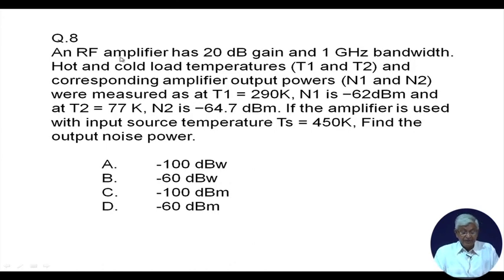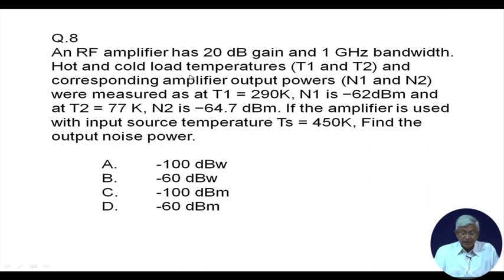An RF amplifier has 20 dB gain and 1 gigahertz bandwidth. Now, we have to find out the output noise power of the amplifier, assuming there is an input noise source temperature. Let me read the question fully. An RF amplifier has 20 dB gain and 1 gigahertz bandwidth.